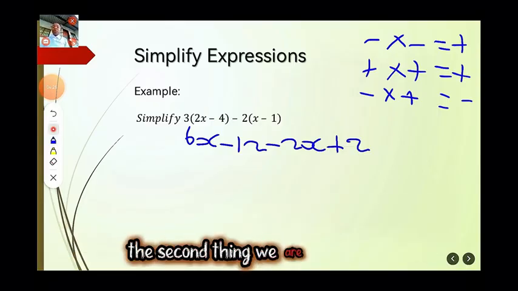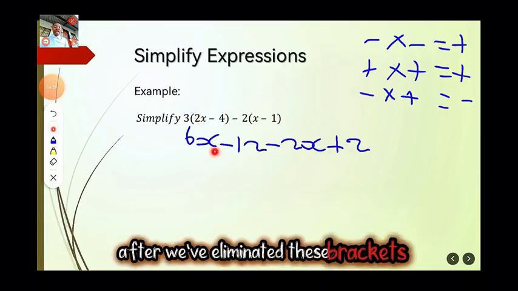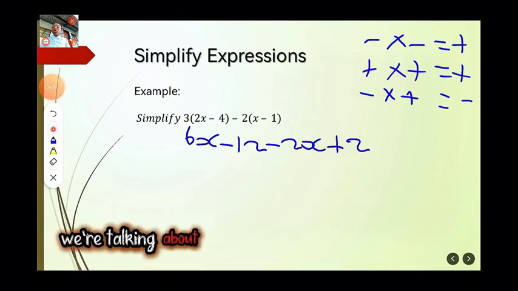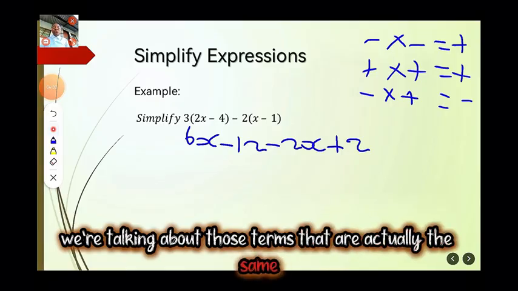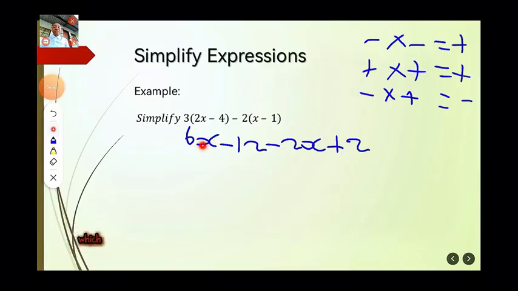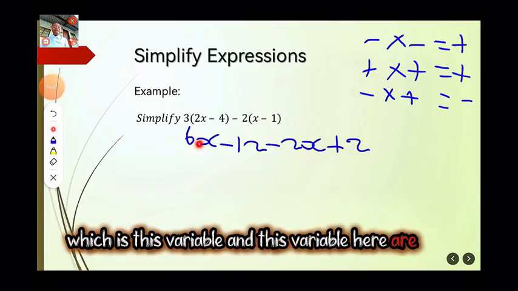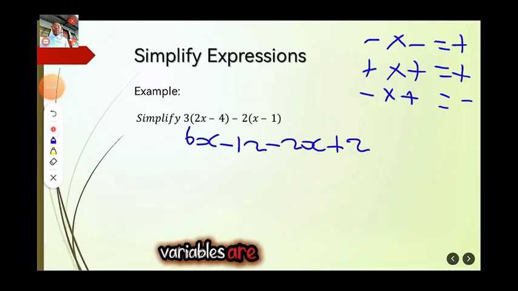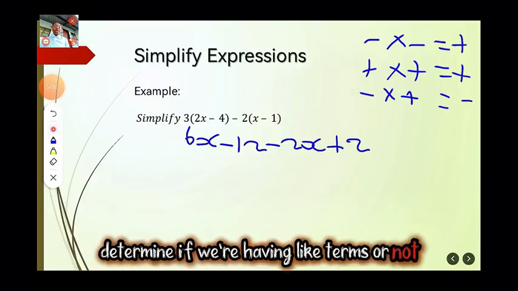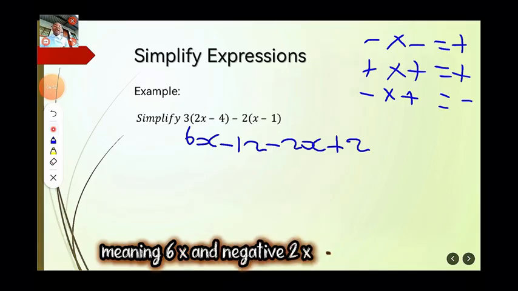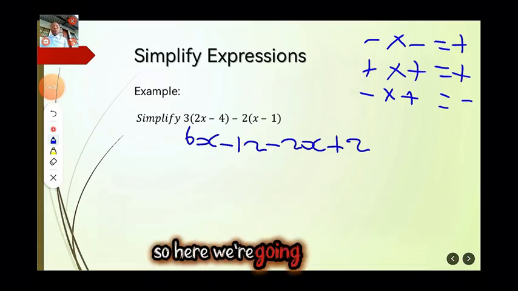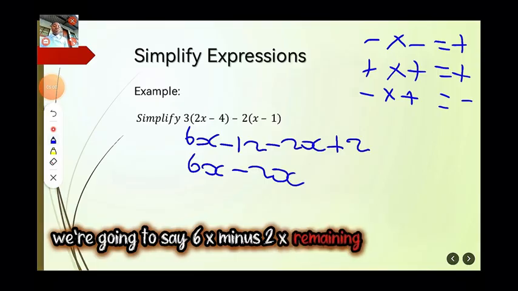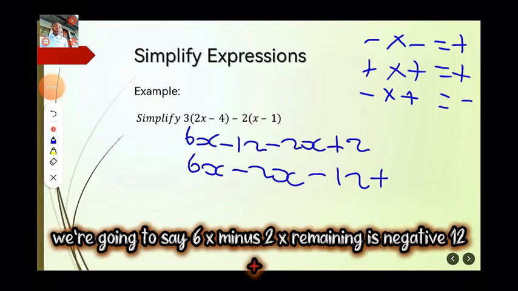The second thing we are going to do after we've eliminated these brackets and we've come up with this expression, we are going to group like terms. When you talk about like terms, we're talking about those terms that are actually the same. As we can see here, we're having 6x, which is this variable, and this variable here are the same. Remember in algebra, we learn to say the variables are the ones that determine if we're having like terms or not. Meaning 6x and negative 2x are like terms. So here we're going to group. We're going to say 6x minus 2x remaining with negative 12 plus 2.